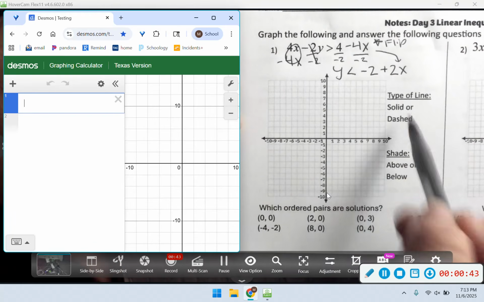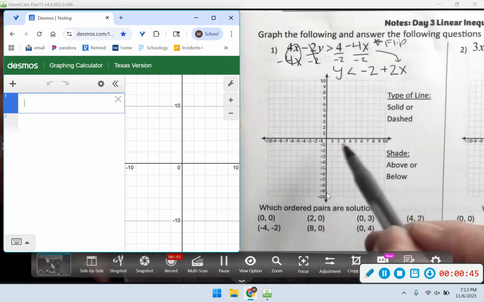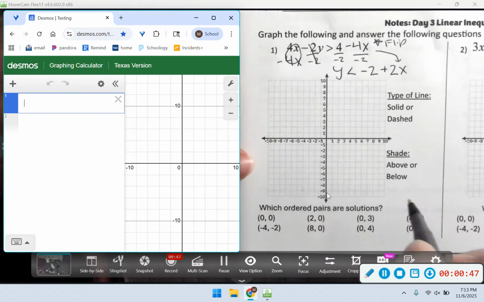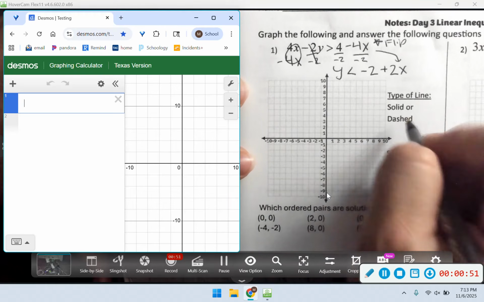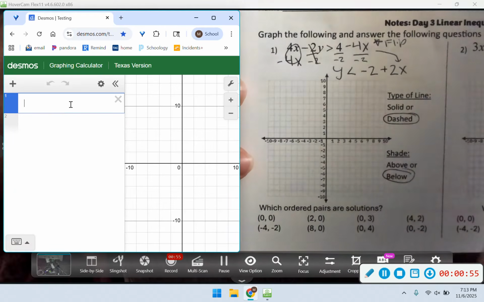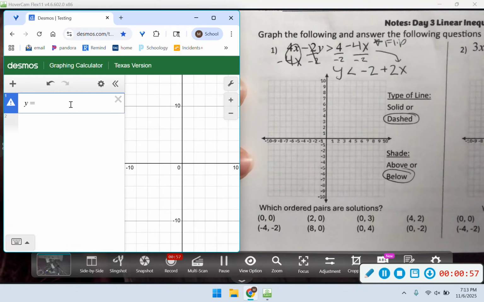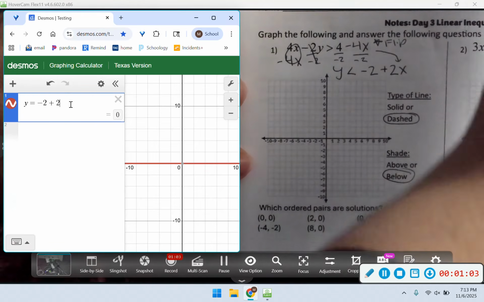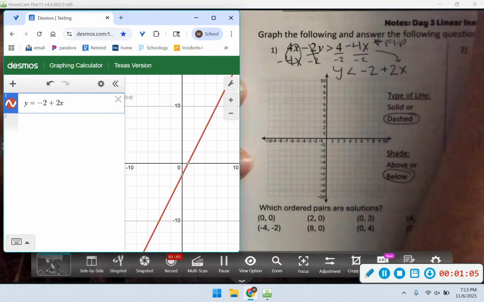I can now decide the type of line and shade before I graph. So y is less. Well, if something's less than me, that's below. And there's no equal to, so it's going to be a dashed line. So we're going to go ahead and type it. So y equals negative 2 plus 2x.